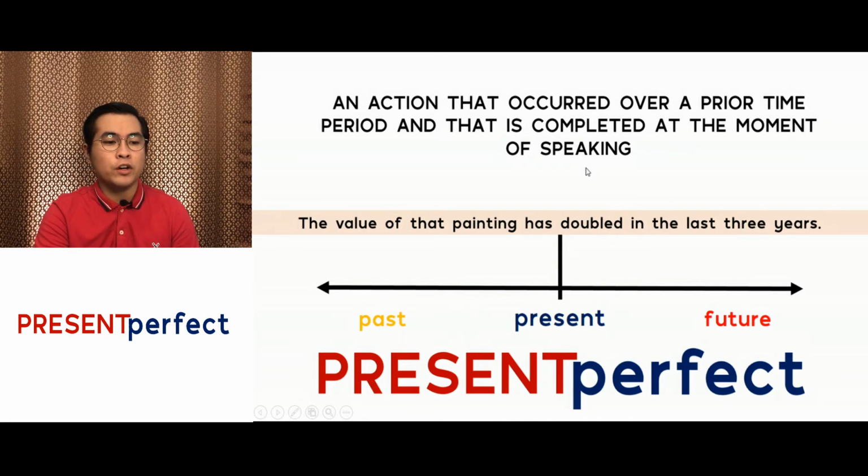So for example, I'm the one reporting this situation. "The value of that painting has doubled in the last 3 years." So at the moment of my speaking to you, my describing of that situation, the value of the painting has doubled, has been completed. And "in the last 3 years" means 3 years ago, including this year. So the 3 years still include the now, okay?